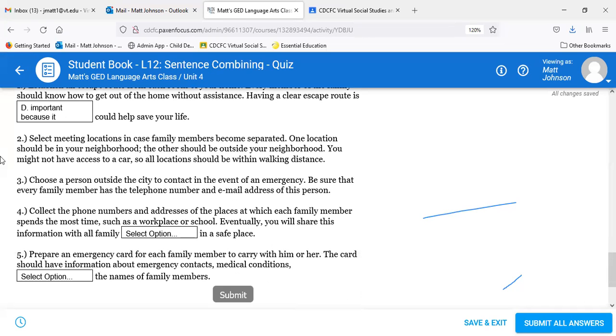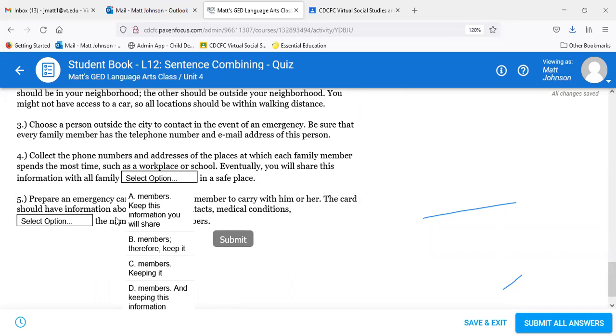Choose a person outside the city to contact in the event of an emergency. Be sure that every family member has the telephone number and email address of this person. Collect the phone numbers and addresses of the places at which each family member spends the most time, such as a workplace or school. Eventually, you will share this information with all family members. Sasha Gay, we'll try that one.